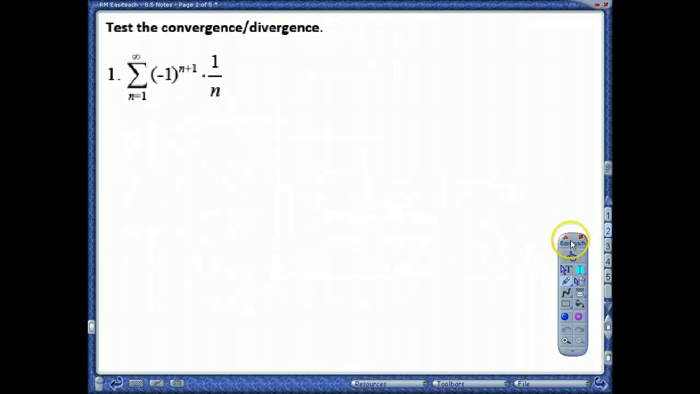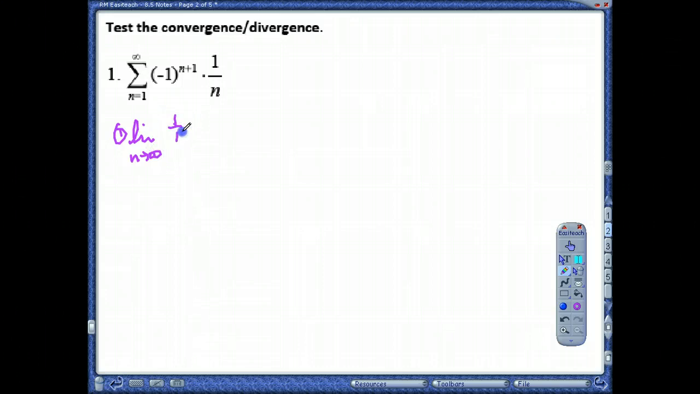Alrighty, so let's see what's going to happen. On number 1, I can see that this is an alternating series test. I see that little -1 right there. So the first step I'm going to do is show that my limit as n approaches infinity of the non-alternating part equals 0. Well, if I put in really big numbers in the denominator, this fraction is going to get smaller. It is going to go to 0. So we have just passed step 1.